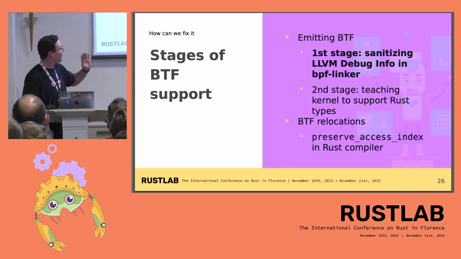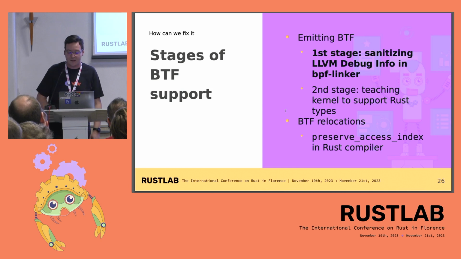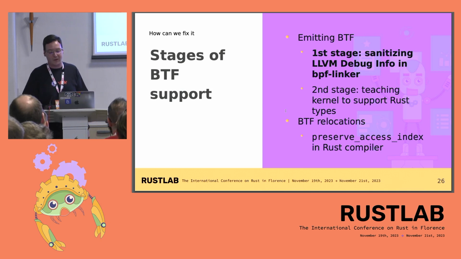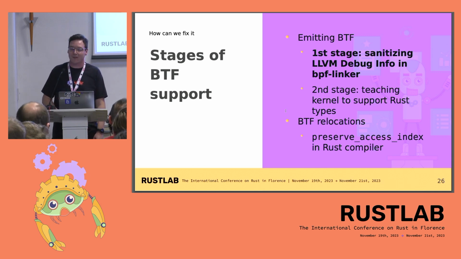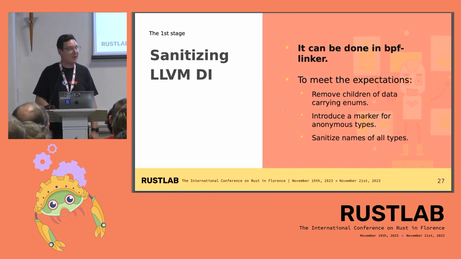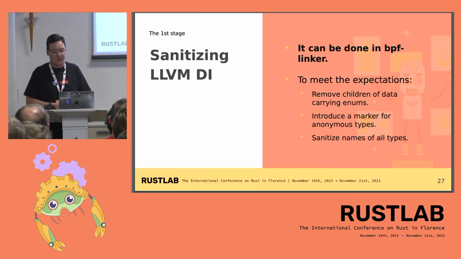The first stage is happening and it's close to being done: sanitizing LLVM debug info in order to not annoy the kernel. And the second stage will be, once the first stage is completely done and proved to be working, to contribute to the Rust compiler to support the preserve access index intrinsic. And more details about sanitizing.